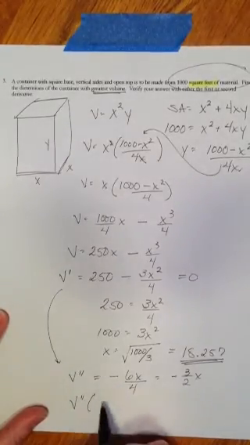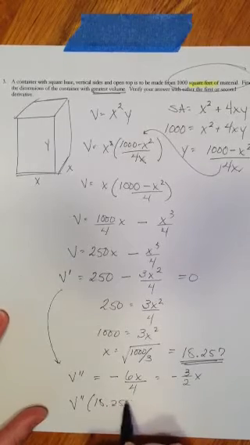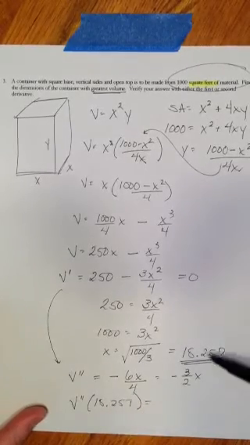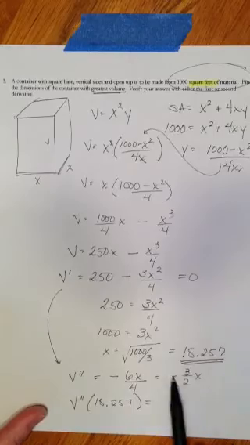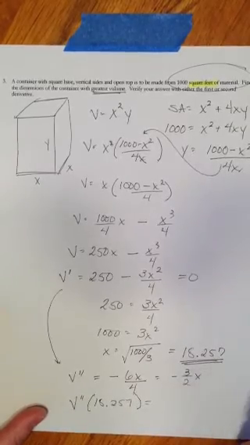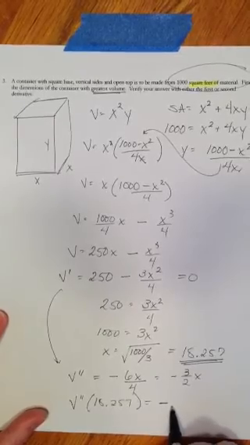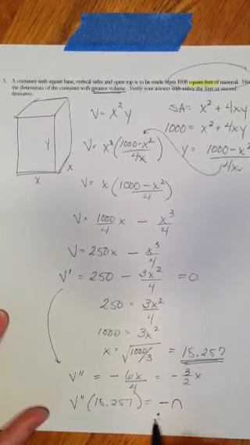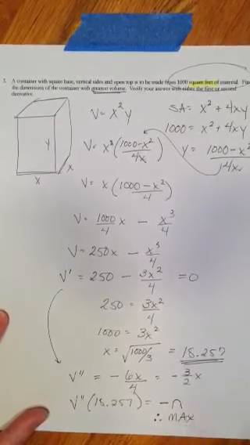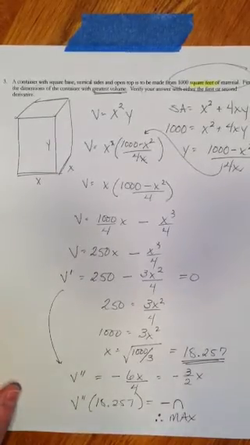Second derivative of 18.257 equals, well, if I'm subbing this in for x, I have a negative number times a positive number. My answer is going to be negative. Therefore, my function is concave down. Therefore, it's a max. Perfect. That's exactly what we wanted to happen.